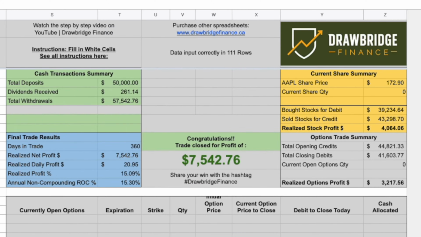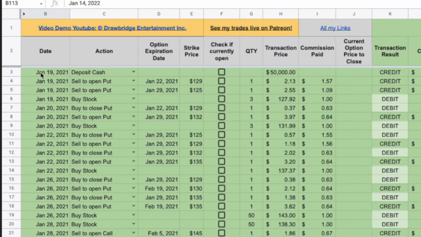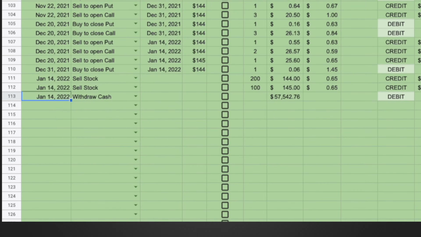If we look over at my Apple sample, you can see that the days in trade were 360. It was counting from the date of the first entry, January 19th of last year, down to the last entry, which was January 14th.